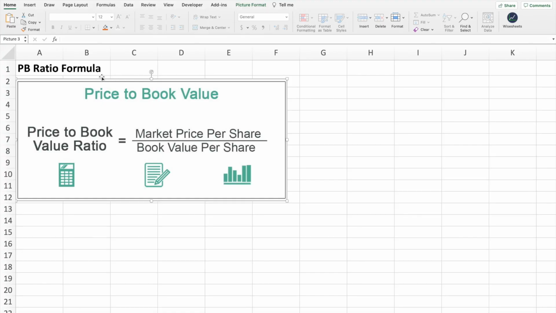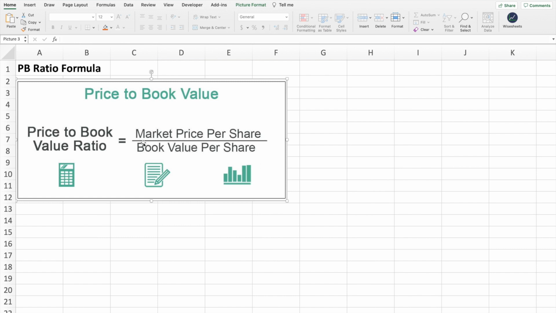Okay, so right here we have the PB ratio formula. This is also known as the price to book value ratio, and the formula goes as follows. So what you do is you take the market price per share for that particular company and you divide it by the book value per share.